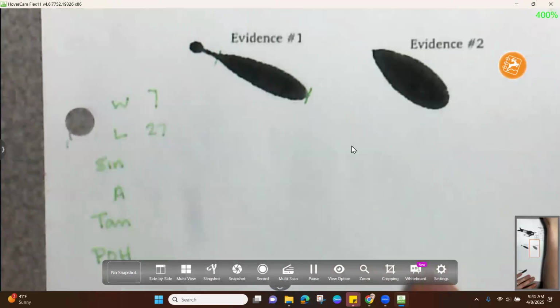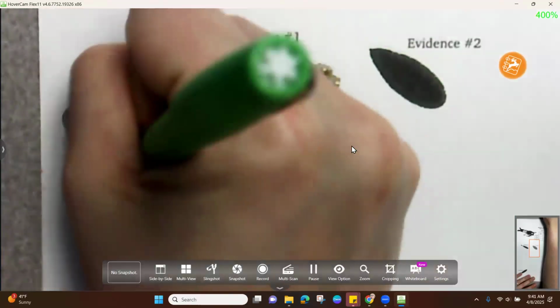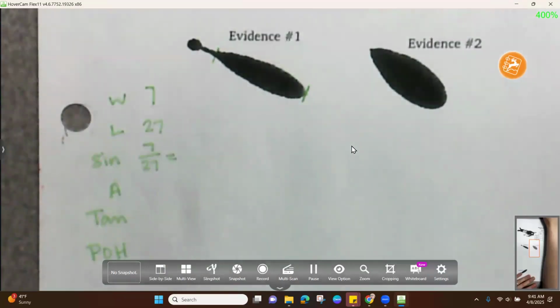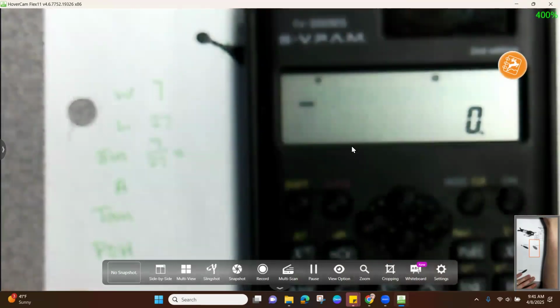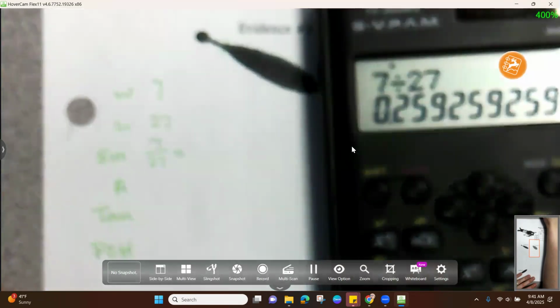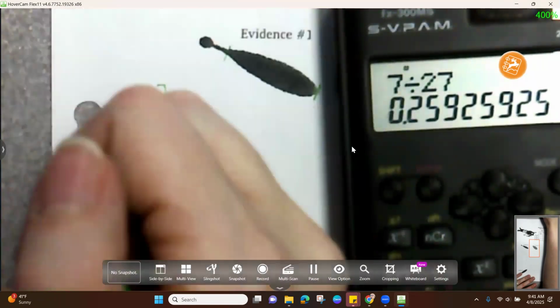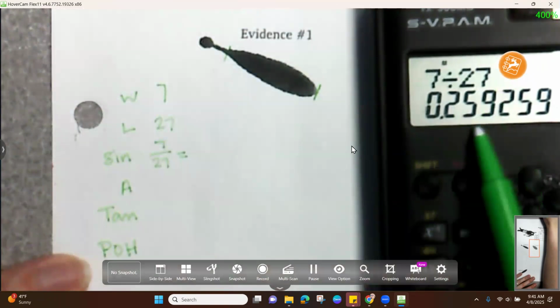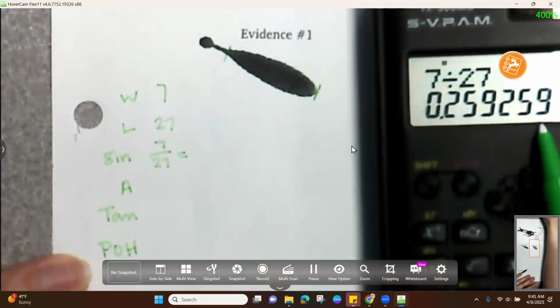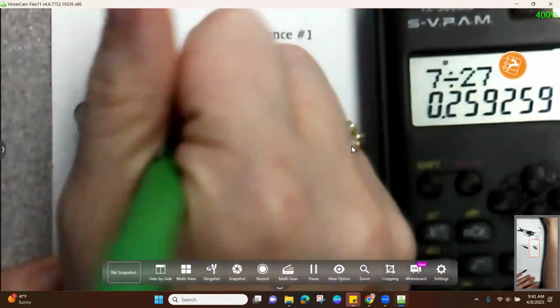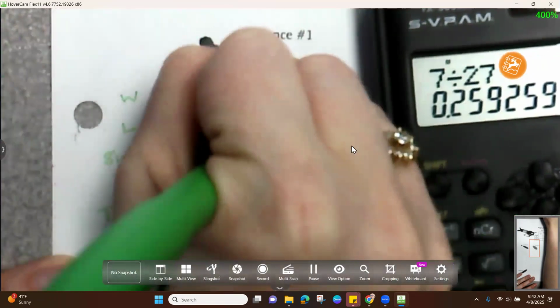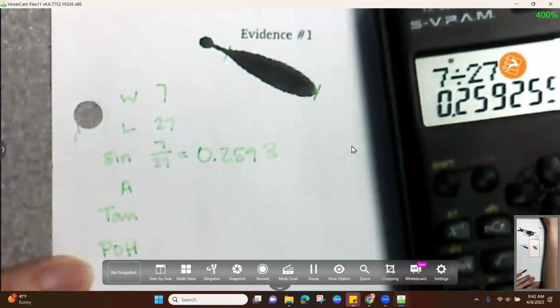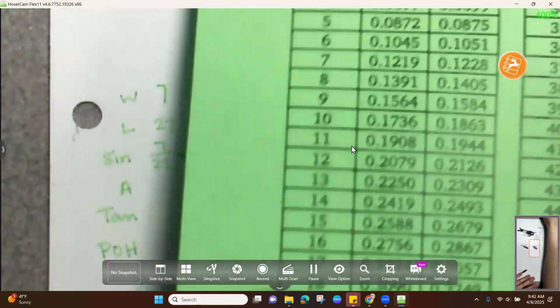Then we've got to do a little bit of math. You're going to do 7 divided by 27 equals, plug that into your calculator. 7 divided by 27 equals. 4 decimals are on our chart, so keep 4 decimals as your answer. Just makes everything nice and simple. The 5th decimal rounds that 2 to 3. So our answer is going to be 0.2593 for our sine.